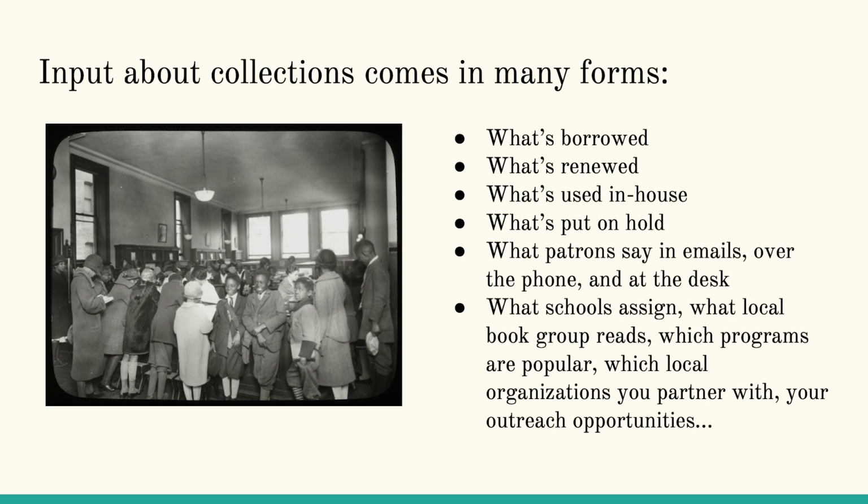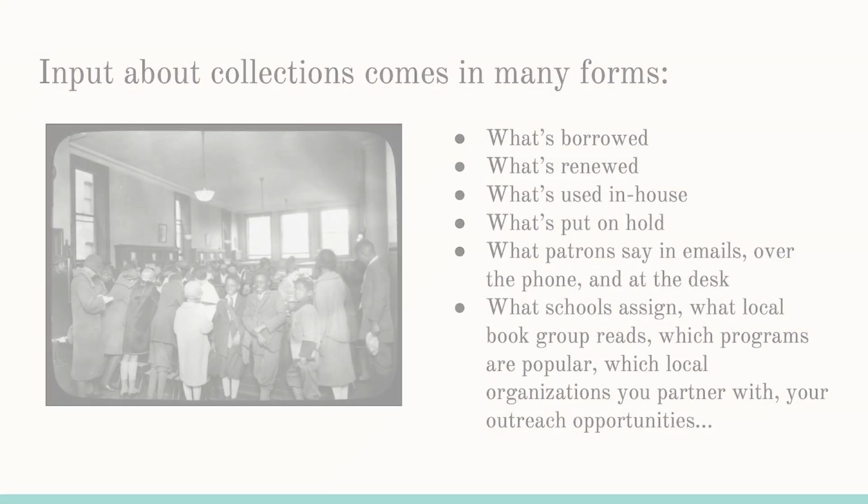And then there's a lot of more sort of sideline secondary input, like what are the schools assigning? What's on the summer reading list? What are local book groups, not your book groups in the library, but other book groups that people make on their own in the community? What are they reading? Which programs are most popular? Which organizations do you have really good partnerships with when you do outreach? All of these things are really important forms of input as well.